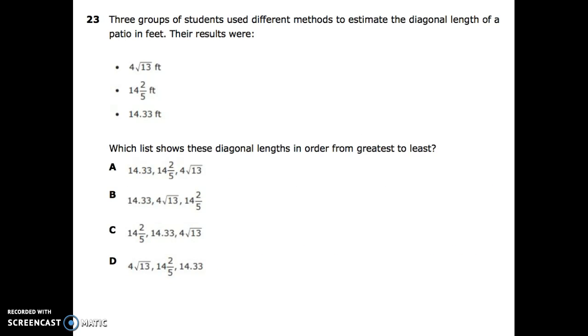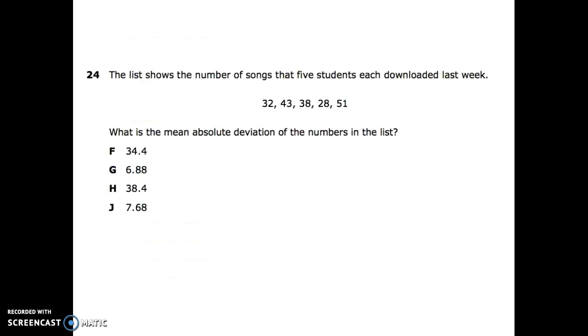23. Three groups of students use different methods to estimate the diagonal length of a patio in feet. Their results were: Which list shows these diagonal lengths in order from greatest to least? 24. The list shows the number of songs that 5 students each downloaded last week. Which is the mean absolute deviation of the numbers in the list?